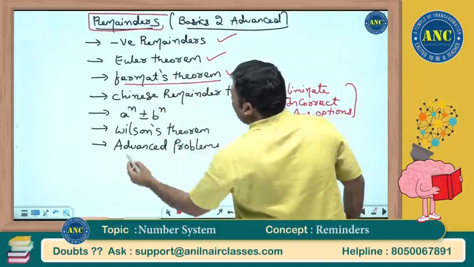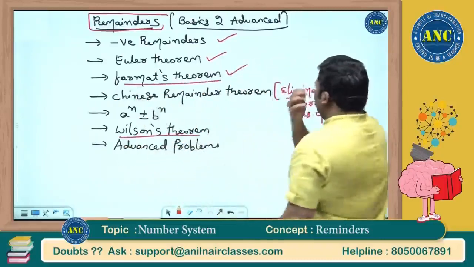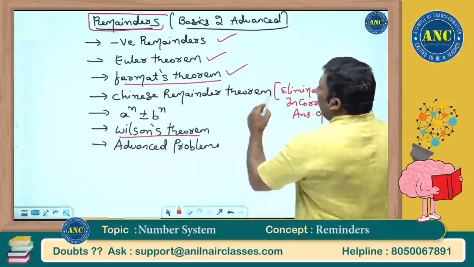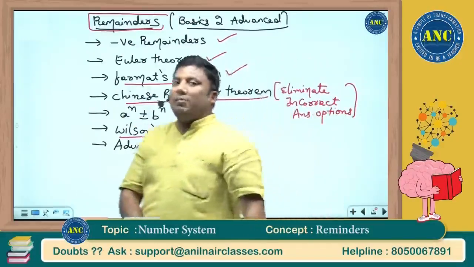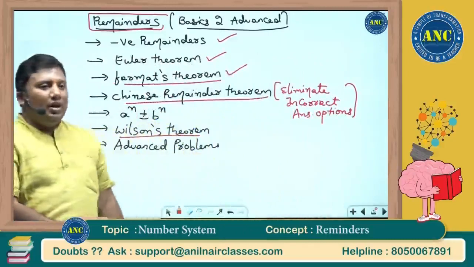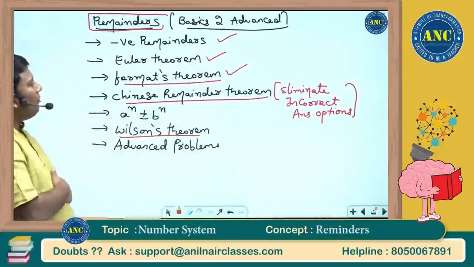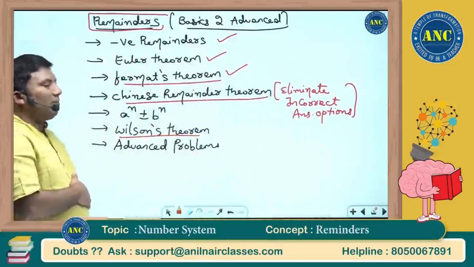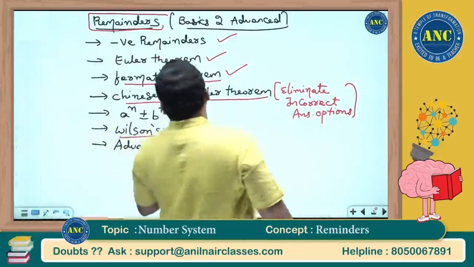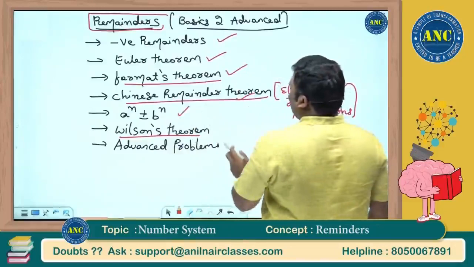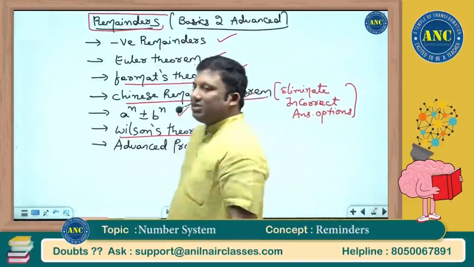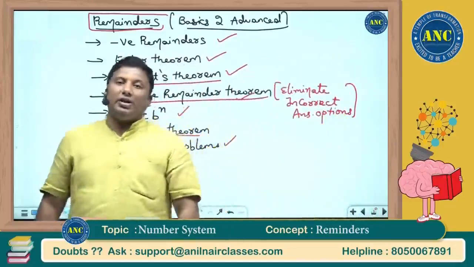Either a Fermat theorem is used or Wilson's theorem is used. How to eliminate incorrect answer options? By using Chinese remainder theorem. Then we will see problems based on a power n plus or minus b power n. These are the 6 types which we are going to discuss. Sure, definitely minimum 4 hours is required to discuss every concept in detail.